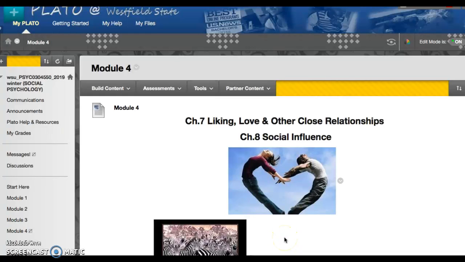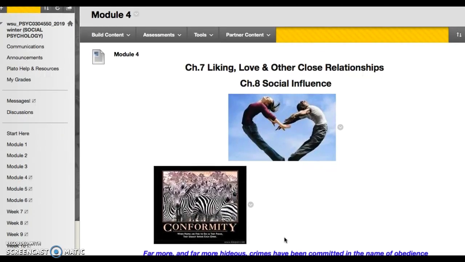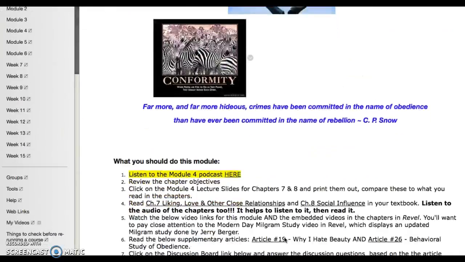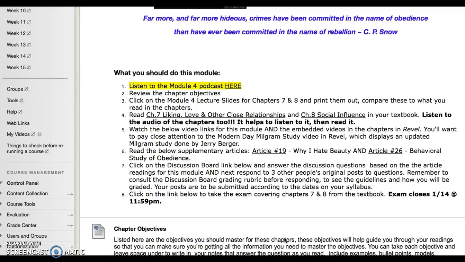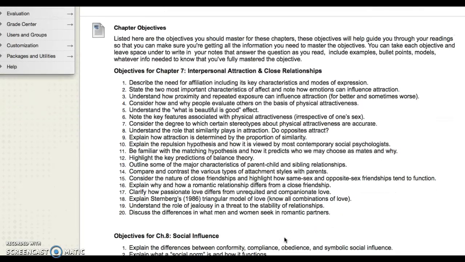So I'm open to Module 4, where we will be covering Chapter 7 and Chapter 8. These are liking, love, and relationships, as well as social influence. Here is the to-do list for this module, and let's skip down to the chapter objectives.